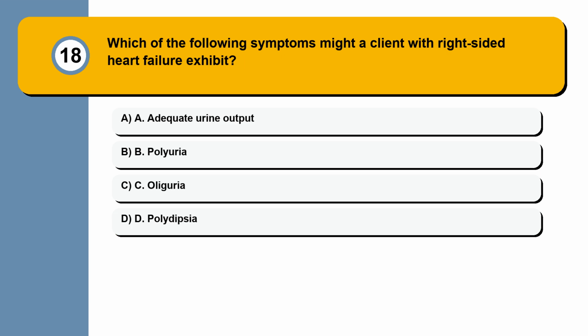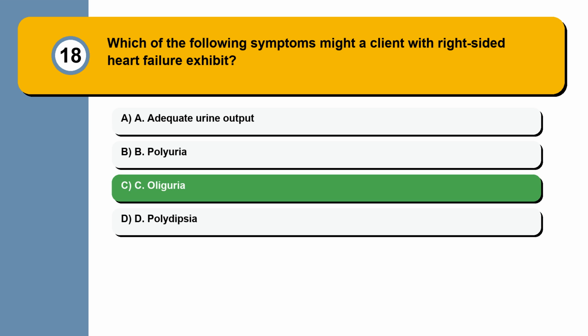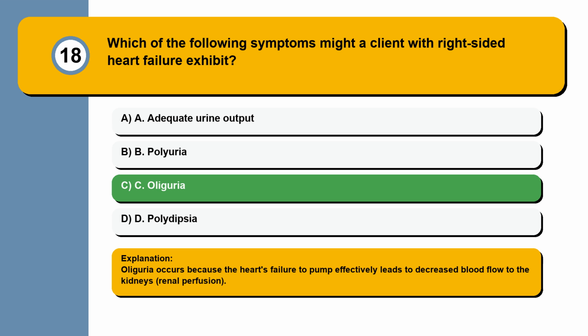Question 18. Which of the following symptoms might a client with right-sided heart failure exhibit? A. Adequate urine output. B. Polyuria. C. Oliguria. D. Polydipsia. Oliguria occurs because the heart's failure to pump effectively leads to decreased blood flow to the kidneys, reducing renal perfusion.